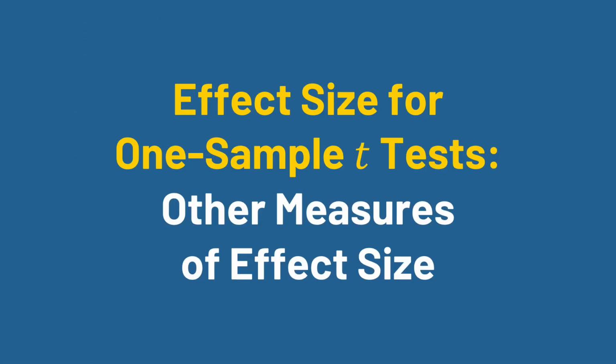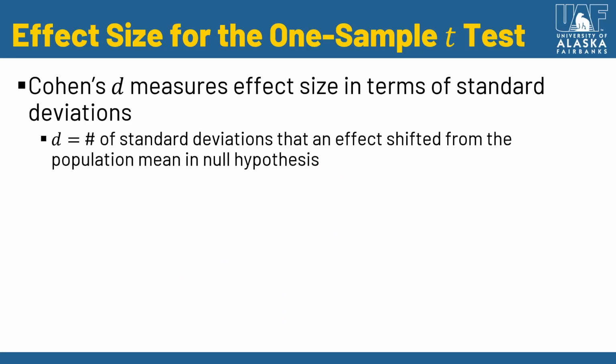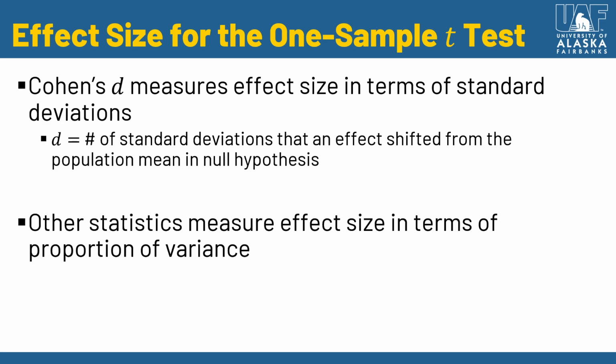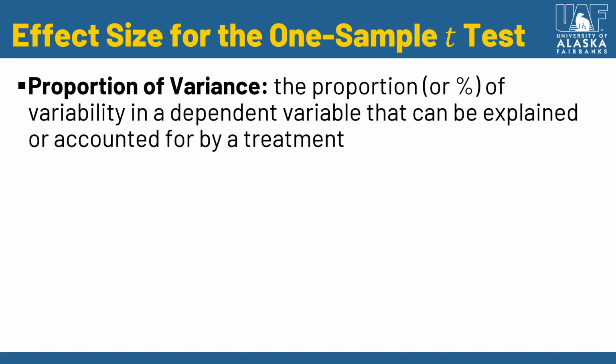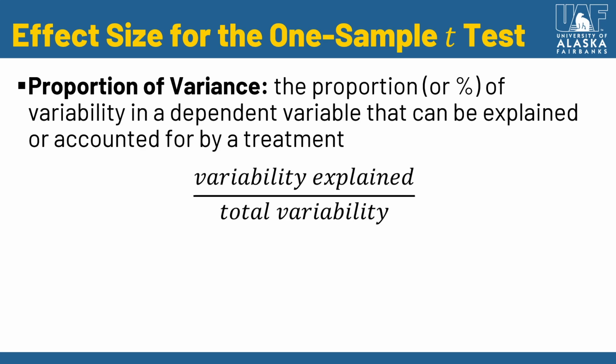Okay, and so real quick before we wrap this up, I want to mention that there are other measures of effect size. Cohen's d, like we just showed on the other slide, is measuring effect size in terms of standard deviations. Other statistics of effect size will measure it in terms of the proportion of variance. What is that? Well, that's the percent of variability in a dependent variable that can be explained by or accounted for by some sort of treatment. In other words, variability explained over total variability. That's proportion of variance.